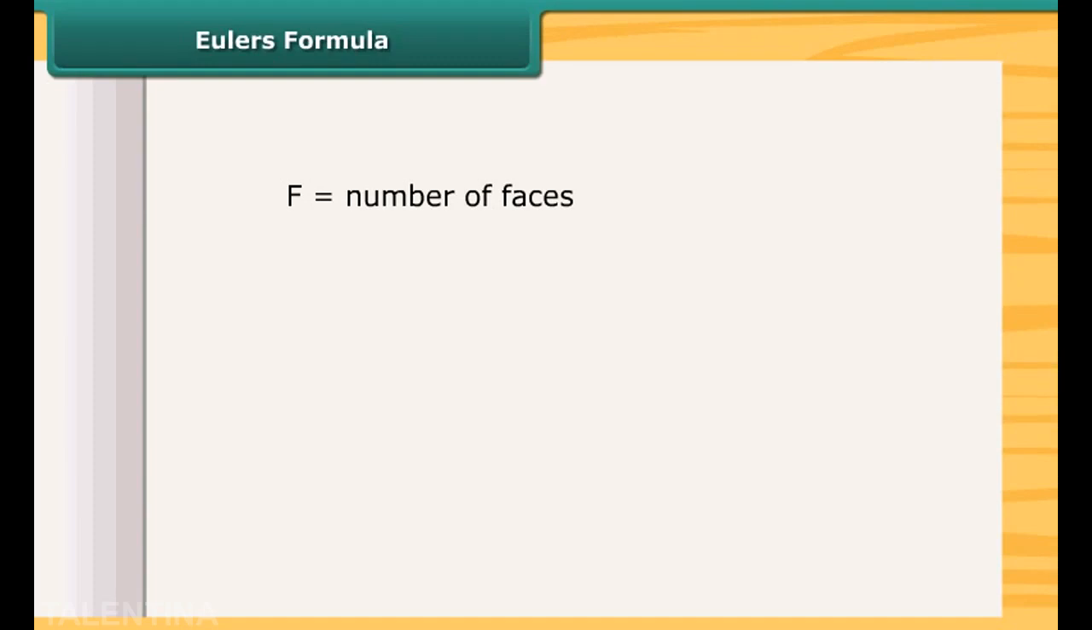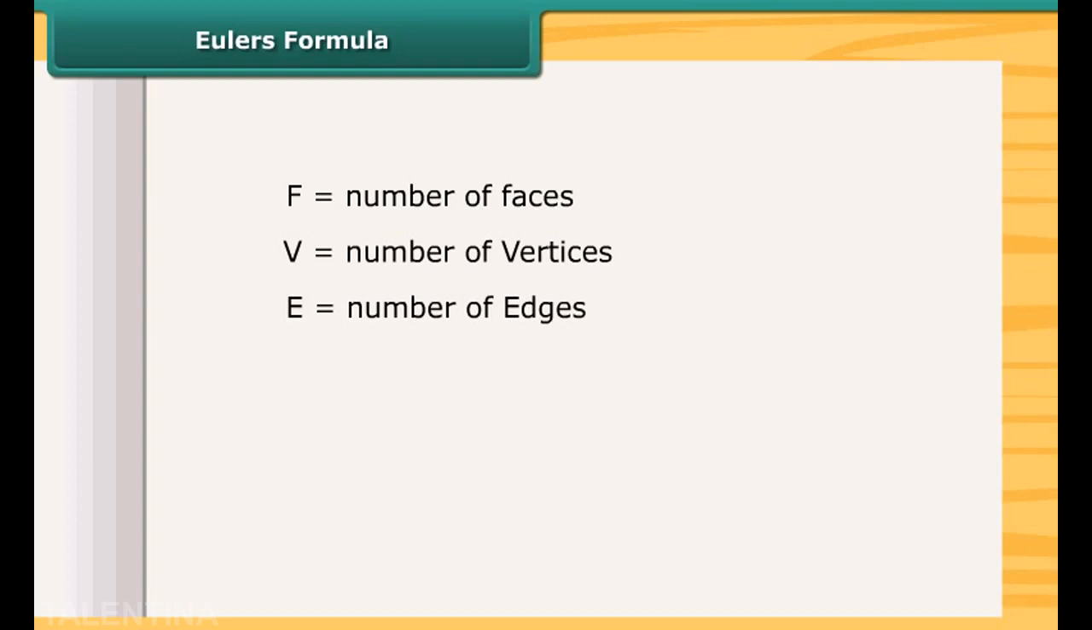If F stands for number of faces, V stands for number of vertices, and E stands for number of edges, then Euler's formula is F plus V is equal to E plus 2. That is, F plus V minus E is equal to 2. This formula is true for any polyhedron.